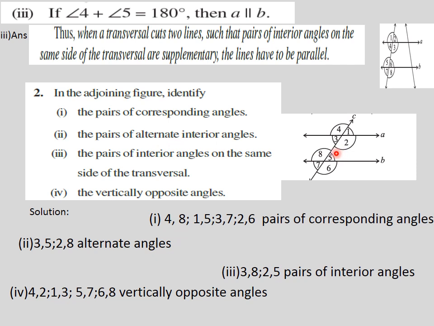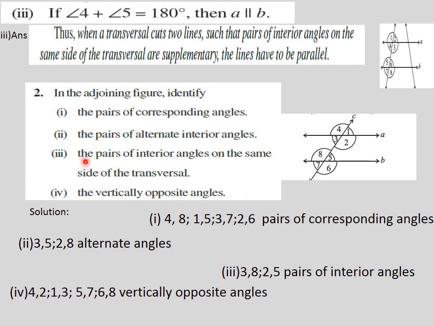Opposite and inside. Okay. So what are opposite and inside? Angle 3 and angle 5 are alternate interior angles. This is also an interior angle. This is also an interior angle. So angle 3 and angle 5 are lying on the opposite sides. This is on the left side and this is on the right side. So angle 3 and angle 5 are alternate interior angles. And angle 2 and angle 8 are alternate interior angles, opposite sides and inside also. Okay.